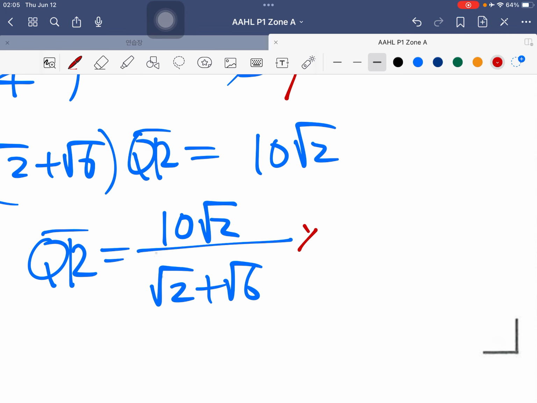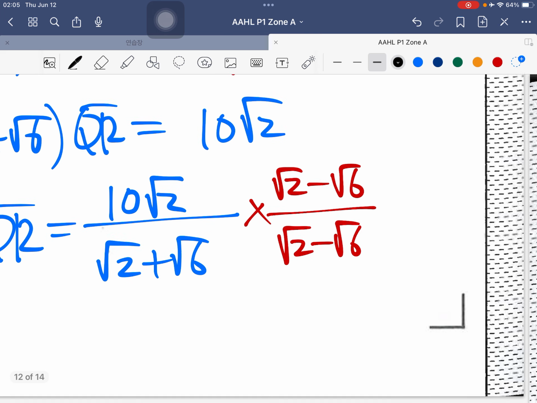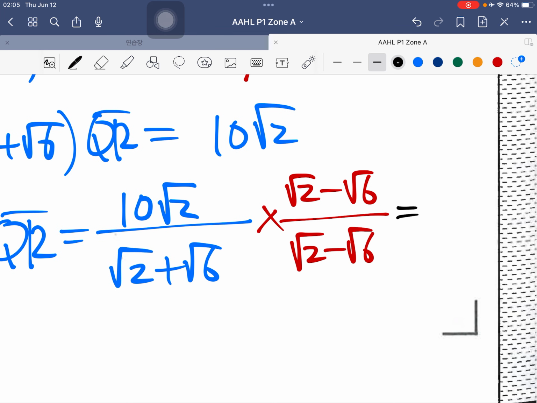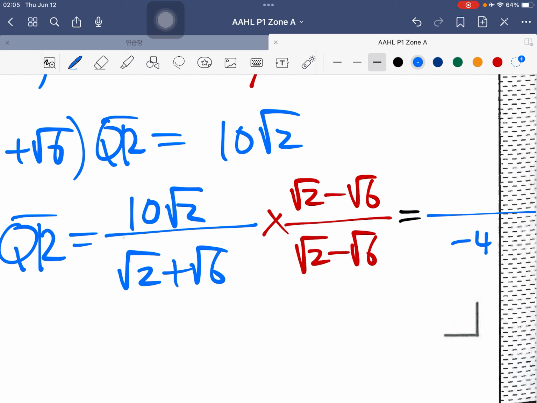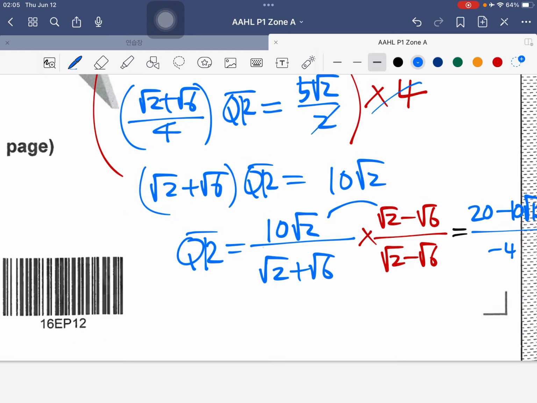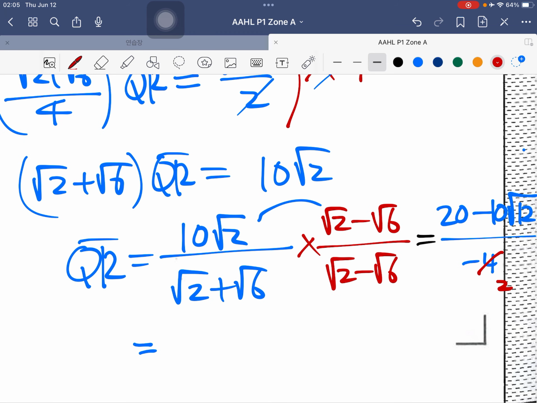So we multiply by the rationalising conjugate, square root of 2 minus square root of 6, on top and bottom. The bottom will be negative 4. On the top, 10 square root of 2 times square root of 2 is 20, minus 10 square root of 2 times square root of 6, which is square root of 12. Dividing by 2, the 10 becomes 5.